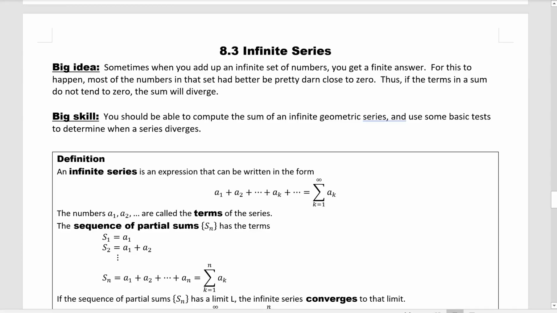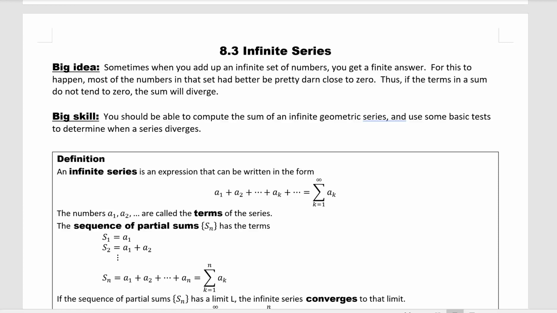Hi, today let's talk about session 8.3, infinite series. Sometimes when you add up an infinite set of numbers, you get a finite answer. For this to happen, most of the numbers in that set had better be pretty darn close to zero. Thus, if the terms in a sum do not tend to zero, the sum will diverge.